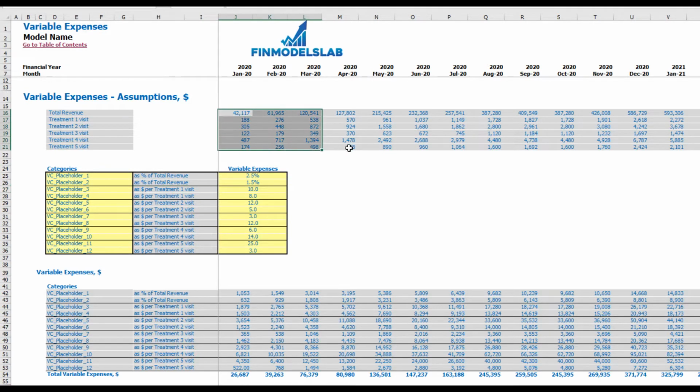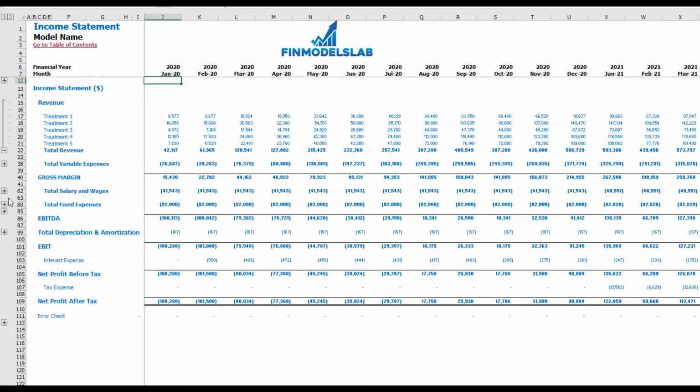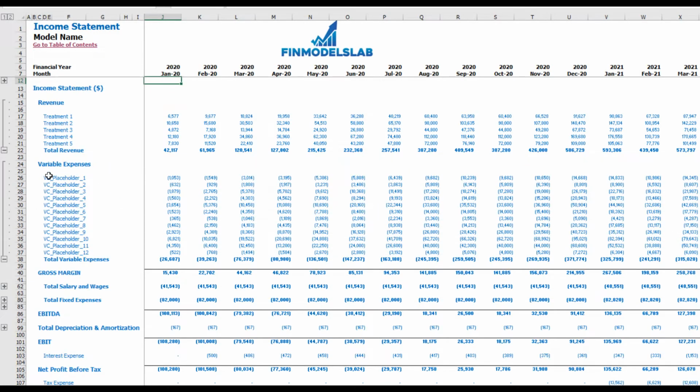On the top you may see the main drivers for this calculation, so you have total revenue and you have different counts of visits by months for each treatment type, and below you may input your assumptions. So for variable expenses as a percentage of total revenue you can input different percentages, and for the next 10 line items you can input a dollar amount per 1 visit for this particular treatment. Below you may find the calculation of all these line items, and in the income statement, in the variable expenses section, you may see these amounts by months.